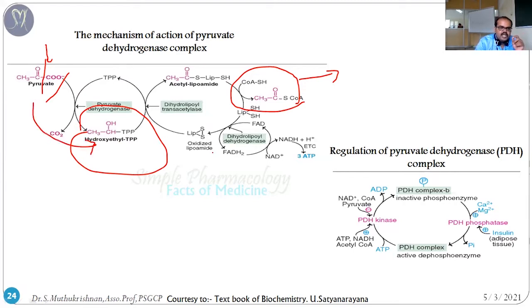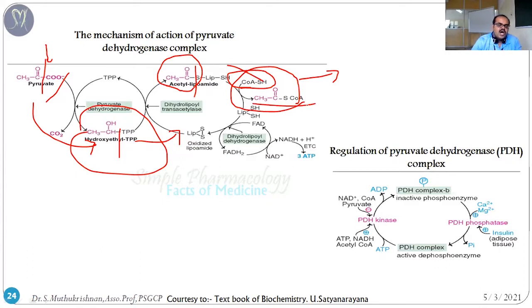Next, with the help of oxidized lipoamide, this hydroxyethyl TPP donates the hydroxyethyl group to the lipoamide. You can see here, this is oxidized lipoamide. This hydroxyethyl group is donated to this group, so they conjoin together and form acetyl lipoamide. Then, in the presence of coenzyme A, this acetyl group and coenzyme A conjoin together and form acetyl CoA.